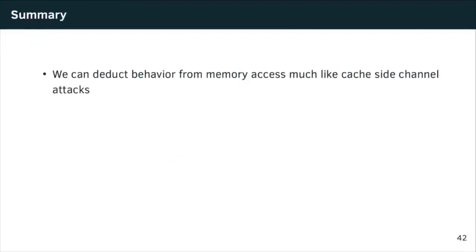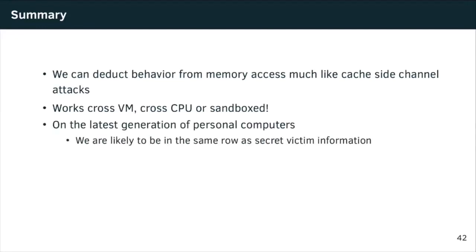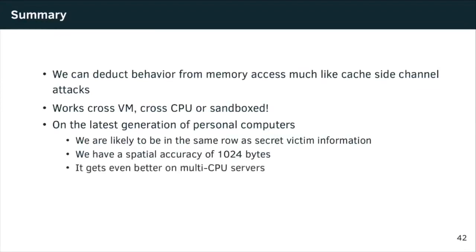So, in other words, we can deduce behavior from memory access, much like cache side channel attacks. It works cross VM, cross CPU, even sandboxed, because everybody does memory accesses. There's pretty much no way to avoid memory accesses, no matter what kind of execution environment you have. On the latest generation of personal computers, we are very likely to be in the same row as secret victim information. We have a spatial accuracy of 1,024 bytes, which is pretty good. Handle uppercase doesn't have to be a particularly big function to push handle lowercase out, even if they are located directly beside each other in the code. And it gets even better on multi-CPU servers because often you have a 3rd bit in the lower 11.